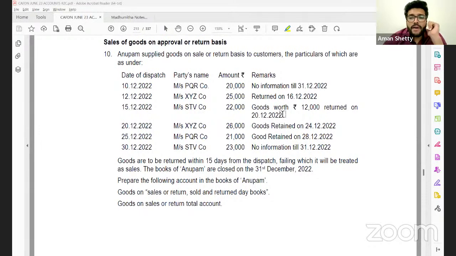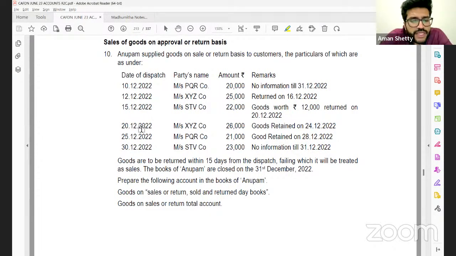That means partially accepted as a sale. The balance was returned. So in the date column, what will you write? The 20th itself, correct? Write down the date column, 20th December 22. Sales column 10,000. Returns column, write down 12,000.